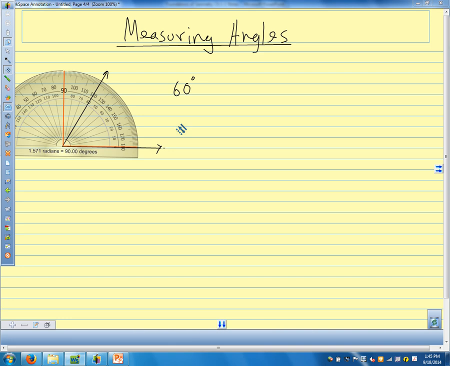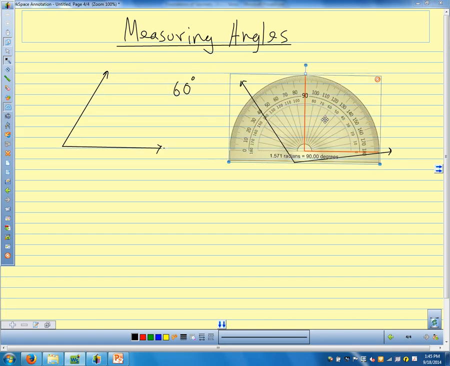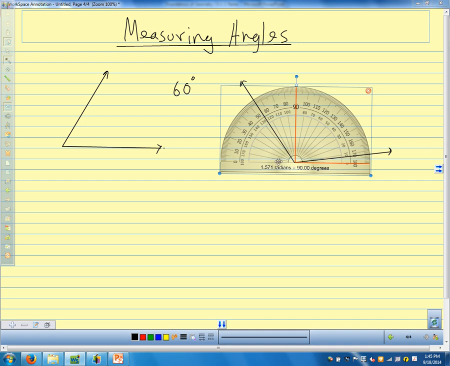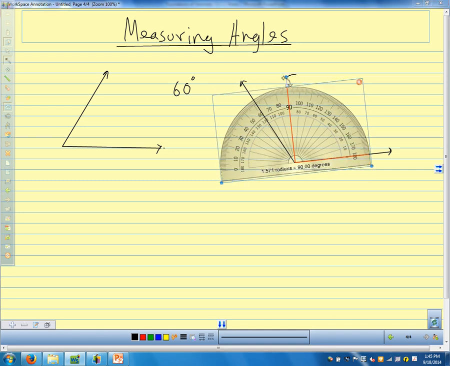So let's do another one. I'm going to grab my protractor and set the cross on the vertex. Make sure the line lines up with one side of the angle. And now because my angle is bigger than 90 degrees, I'm going to go all the way around here. This looks like it's almost 120 degrees, so I'm going to say that's about 119 degrees.